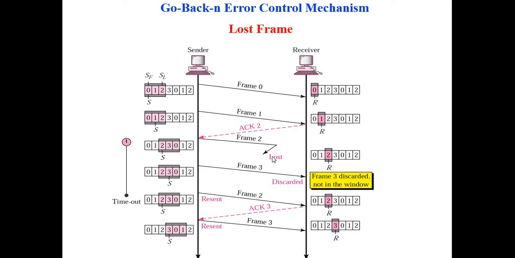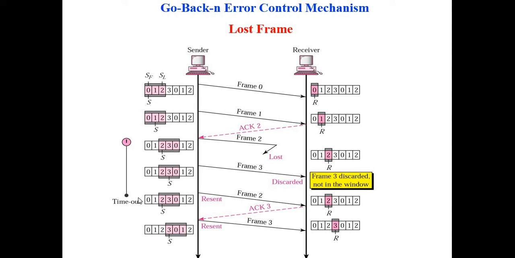When a frame is lost, what happens? Frame 0 here in this example is successfully transmitted and received. Frame 1 is successfully transmitted and received. So we get an ACK2 meaning till 1 is successfully received. So the window slides. Now S is equal to 2. Frame 2 is transmitted but it is lost.